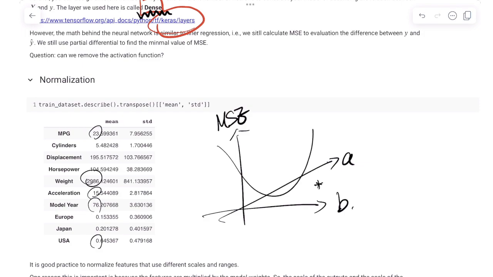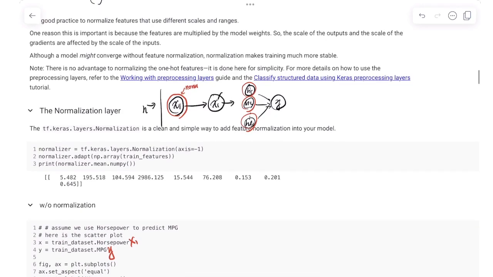And as we mentioned before, you select a theta 0, which is A0 and B0, randomly, and we try to perform differentiation to find the smallest MSE value, right?